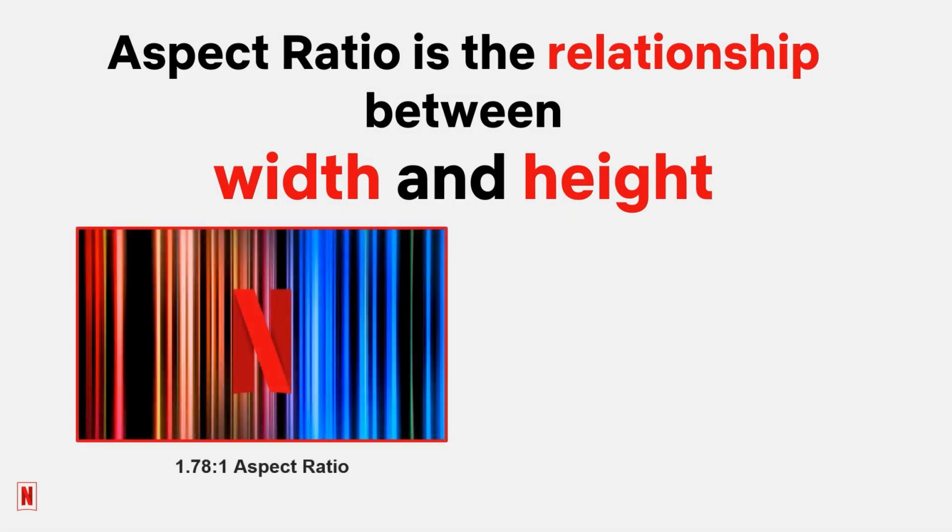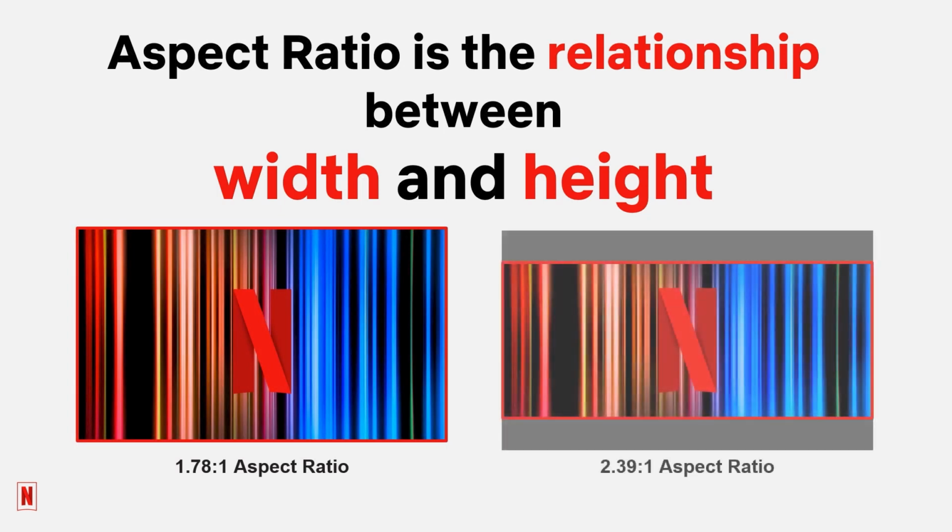On the left, we have an aspect ratio of 1.78 to 1. This is the full screen display ratio of most TV and laptop screens. On the right, we have a widescreen 2.39 to 1 aspect ratio, which is the screen size generally associated with theatrical exhibition.